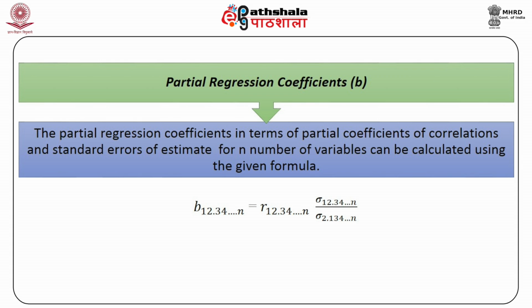The partial regression coefficient, that is small b, in terms of partial coefficients of correlation and standard error of estimate for n number of variables, can be calculated using the given formula. b 12.34 for n variables is equal to R 12.34 till n multiplied with the standard deviation of 1.234 till n upon the standard deviation of 2.134 till n.